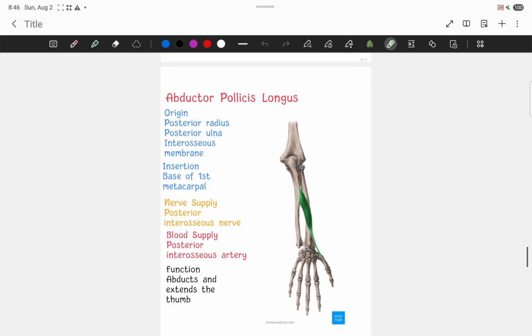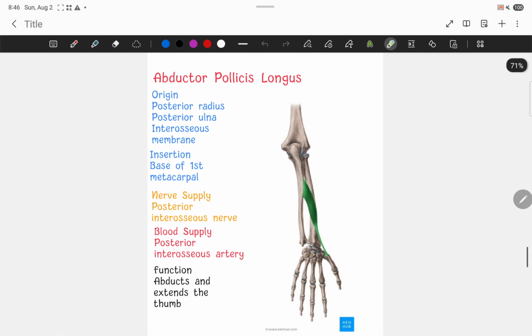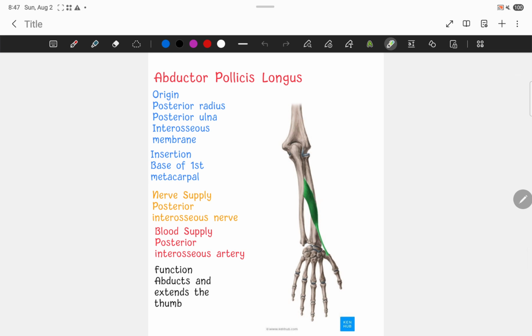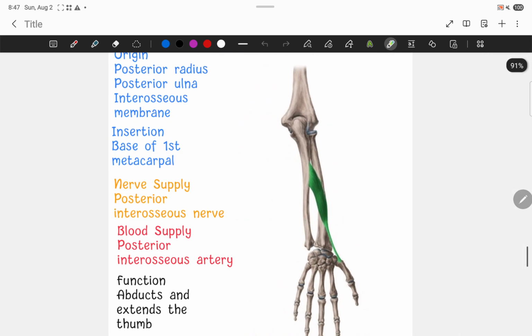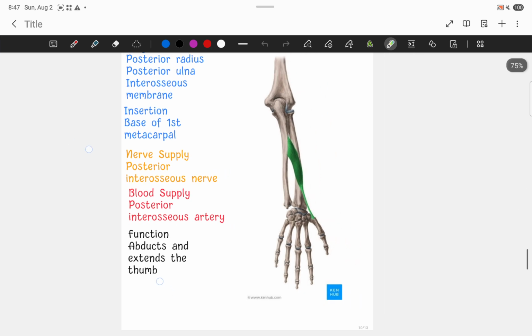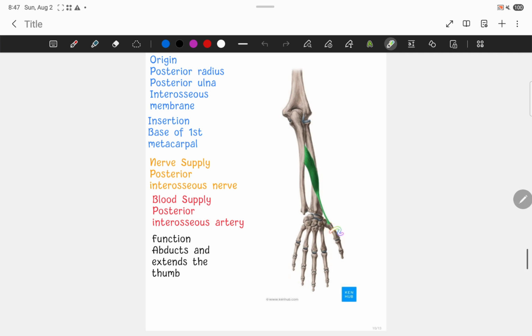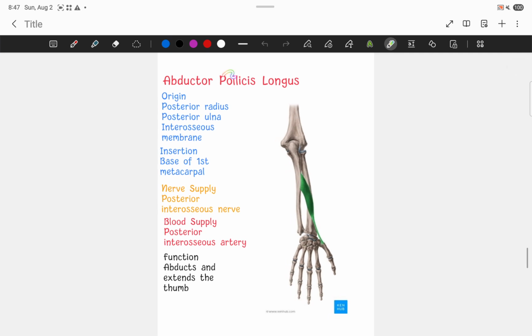Don't forget that. And another muscle we talk about is the abductor pollicis longus. The origin is the posterior radius, ulna, and interosseous membrane. And insertion is the first metacarpal base. Nerve supply is the posterior interosseous nerve, and blood supply is the posterior interosseous artery. The function is abduction and extension of the thumb. That is the only function it has. And remember, when you see pollicis, it is the thumb. When you see minimi, it's the little finger.